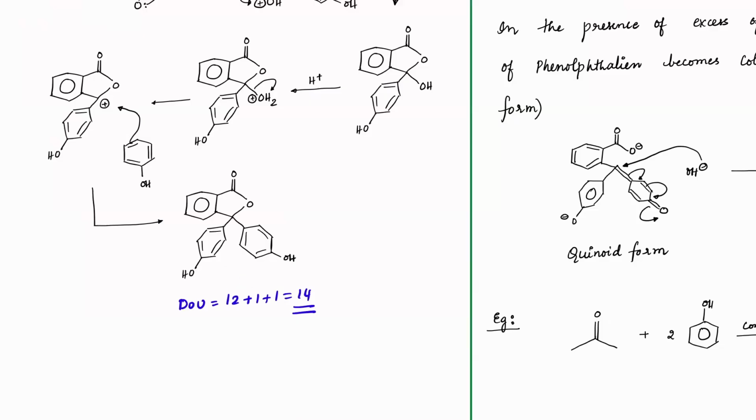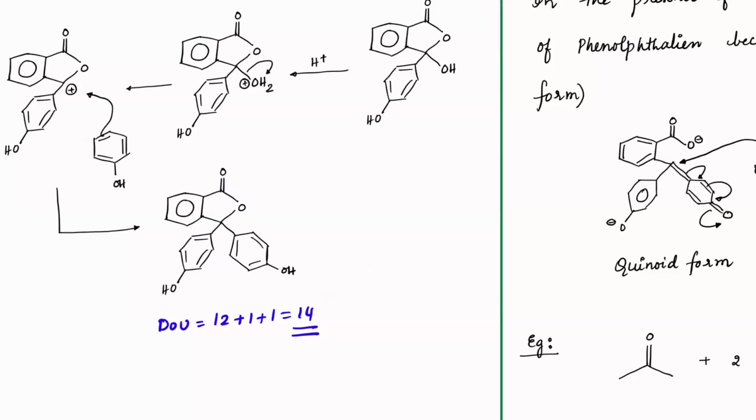So check out the degree of unsaturation. 4, 4, 4. So 12, 13 and 1, 14. So total 14 is the degree of unsaturation of phenolphthalein. And phenolphthalein, as it forms, you can see if the pH is less than or equal to 8, it remains colorless. And if the pH is greater than 10.5, it will remain colored. What colored? Pink colored. So phenolphthalein appears pink.